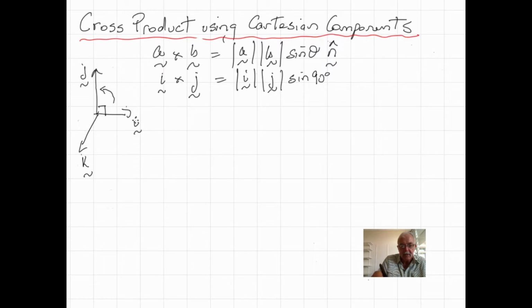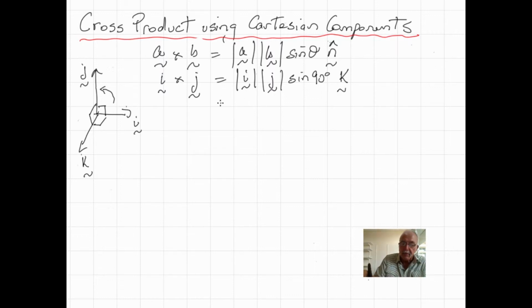So this is our normal i, j and k. It is perpendicular to j, and it is also perpendicular to the i vector. So this will be times k. k is a unit vector, so we'll just put it like that.